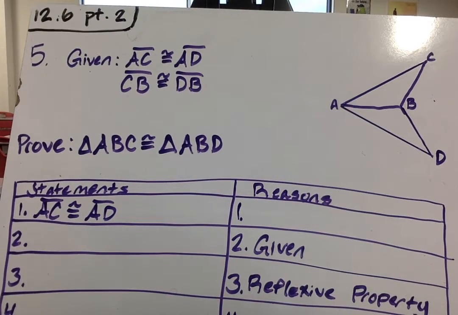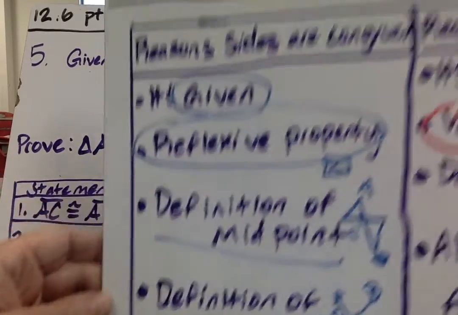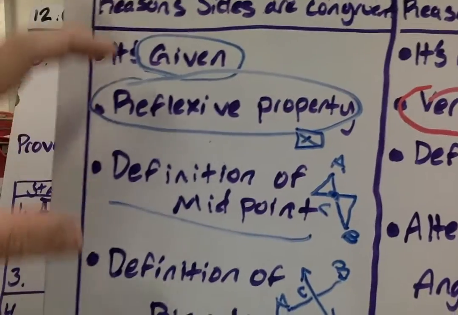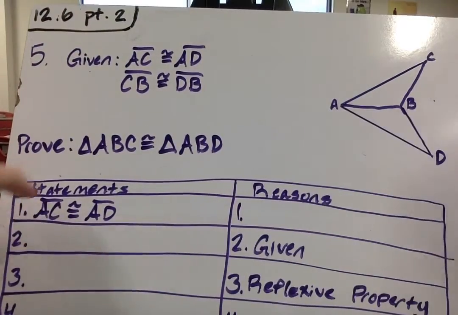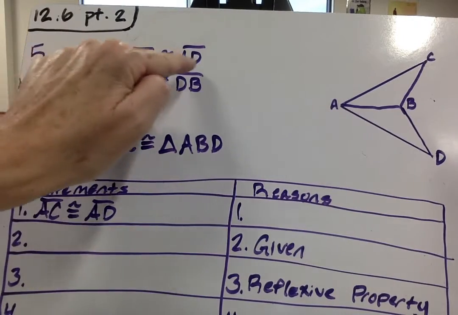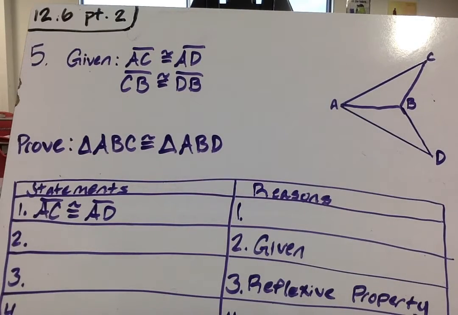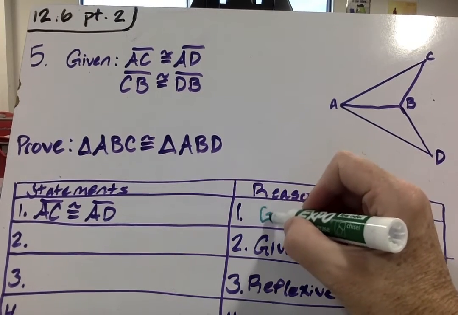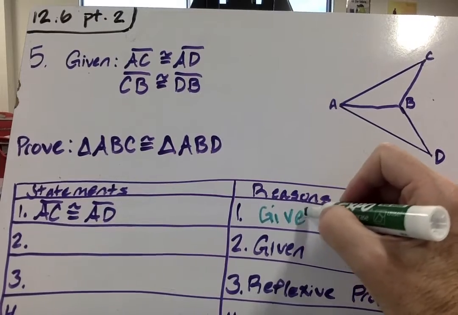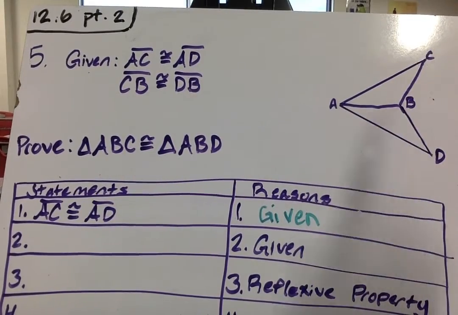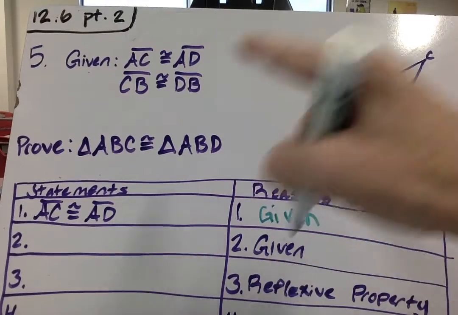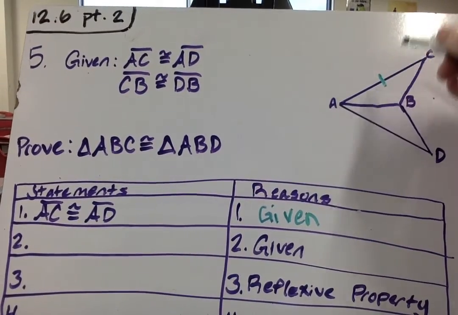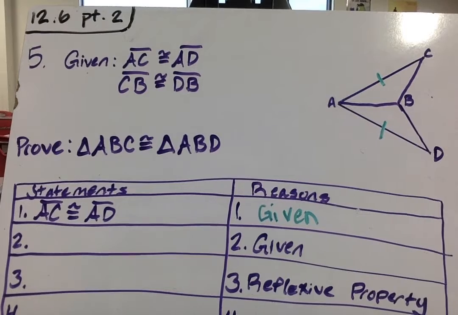Given AC is congruent to AD. So we want to use one of our reasons for sides. We can go back here knowing we have to use one of these four. And why do we know that AC is congruent to AD? Because it is given. They tell you that. So I'm going to write given here, and I'm also going to mark it on this figure. We need to practice marking it and writing it down. So AC with one mark here is congruent to AD, one mark there.